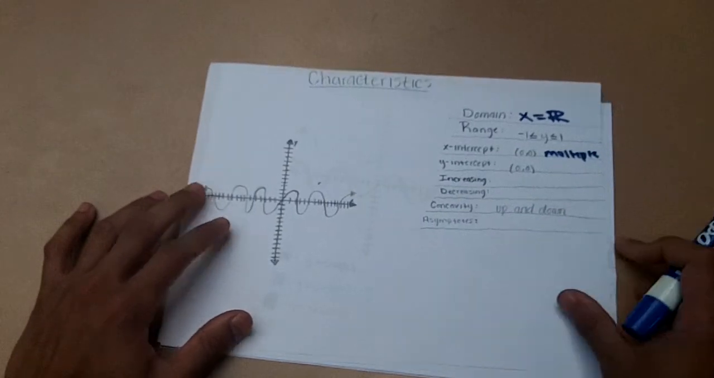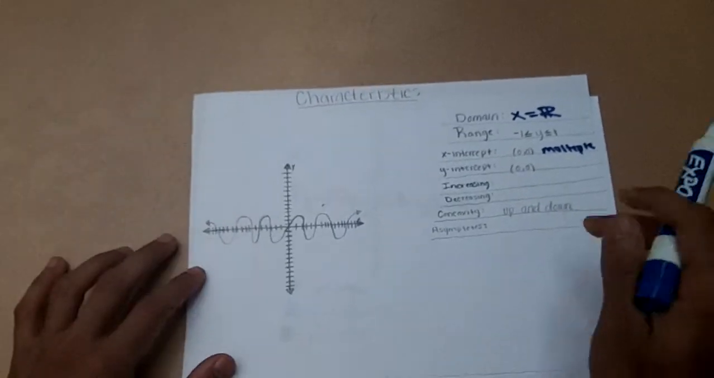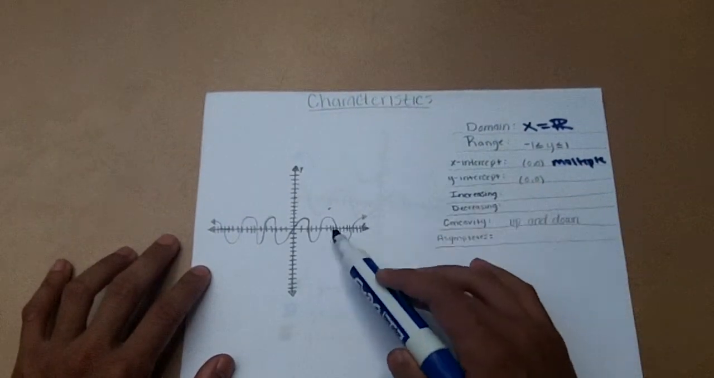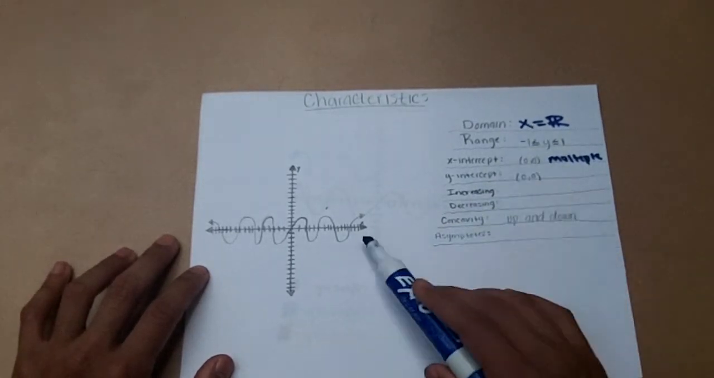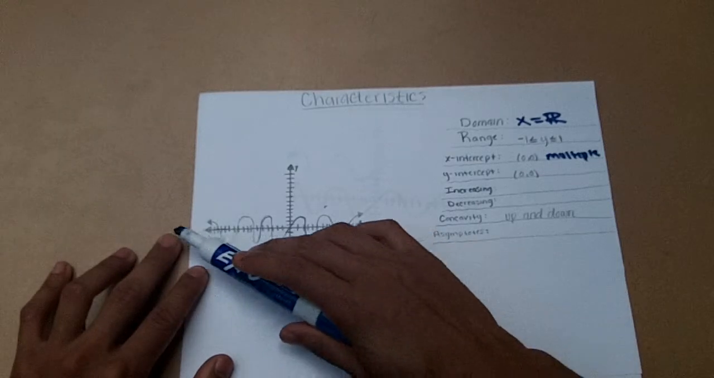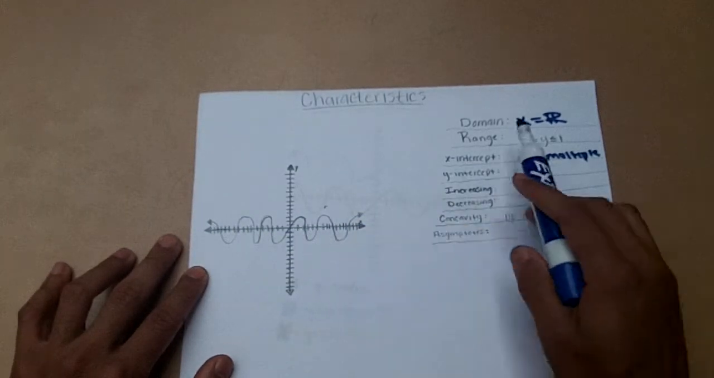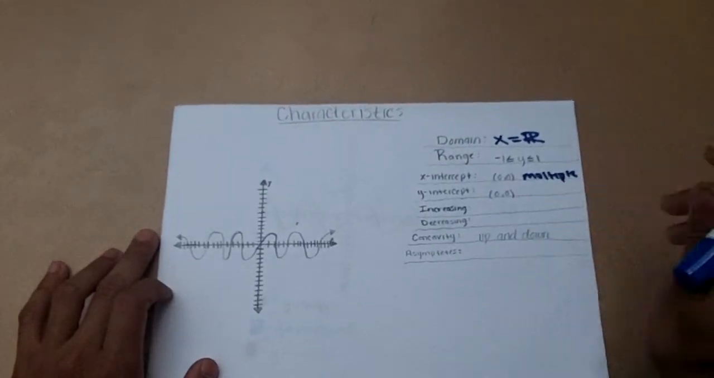Now we're going to talk about the characteristics of this function. The domain is all the x values. So anything that's the x value is the domain. And as you can see, the x values go on forever. This is the whole x-axis, so it's going to keep going on forever. That means the domain is x equals all real numbers, as you can see right there.